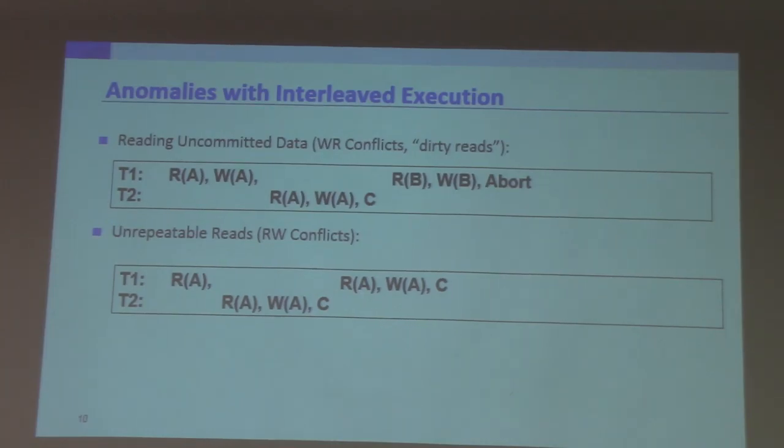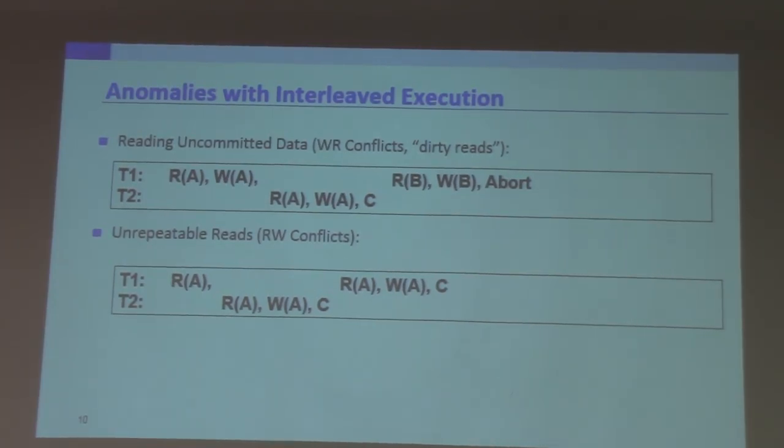WR conflict. What this says is that in a schedule, one transaction attempts to read uncommitted data written by another transaction. So for example, in this particular schedule, this is a WR conflict on A. Why? Because transaction 2 is trying to read the value A written by transaction 1, which is not committed yet. You may wonder, what's the problem with that? What's the problem of reading uncommitted data by another transaction? Can someone try to think about why we want to prevent this from happening?